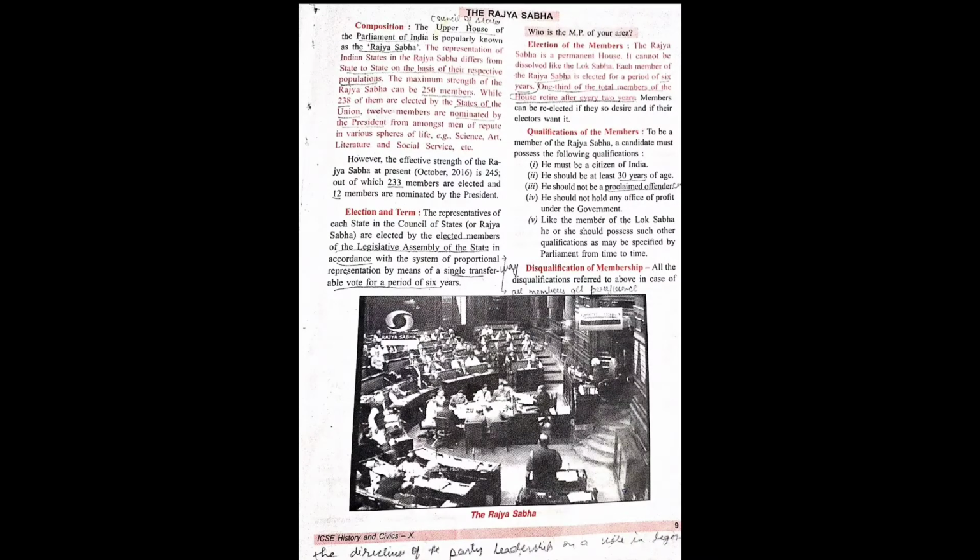Election of the members. The Rajya Sabha is a permanent house. It cannot be dissolved like the Lok Sabha. Each member of the Rajya Sabha is elected for a period of 6 years. 1/3 of the total members of the house retire after every 2 years. Members can be re-elected if they so desire and if their electors want it. So, the Rajya Sabha is a permanent house and it cannot be dissolved like the Lok Sabha if there is a national emergency or a no confidence motion is passed. But each member of the Rajya Sabha is elected for a period of 6 years as told before.